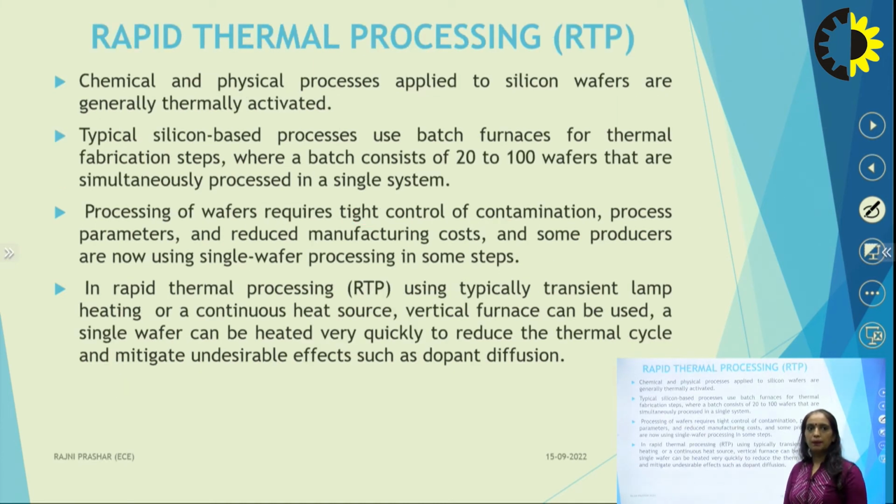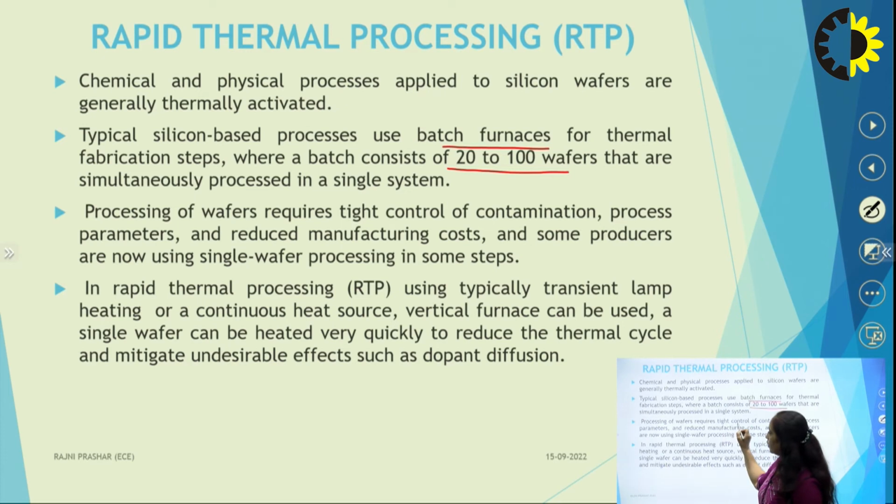Next is rapid thermal process. The chemical and physical processes applied to silicon wafers are generally thermally active, and typical silicon-based processes use batch furnaces for the thermal fabrication steps, and a batch consists of 20 to 100 wafers per batch. Okay, so a batch of process will be there. When you have a batch of process, the thermal condition should be maintained.